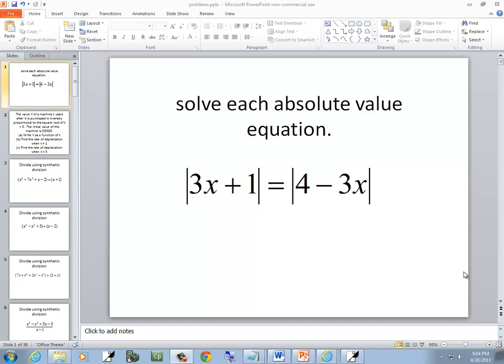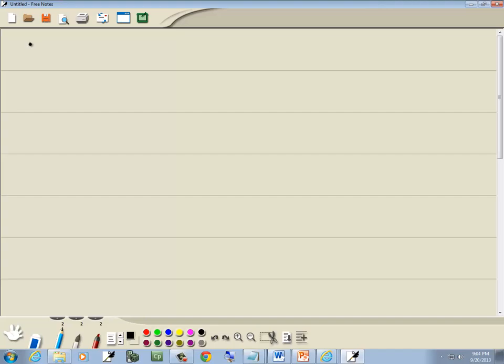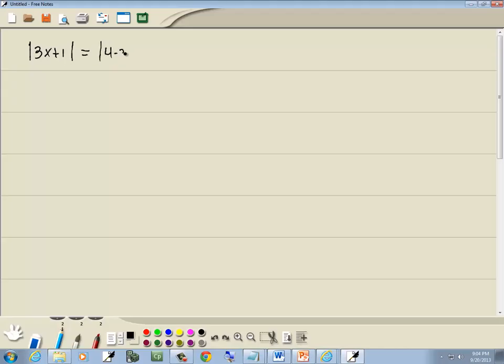In this problem, we want to solve this absolute value equation. We've got the absolute value of 3x plus 1 is equal to the absolute value of 4 minus 3x. When you've got an absolute value on both sides, you drop one of your absolute values. It doesn't matter which one. I'm going to drop the one on the right side.